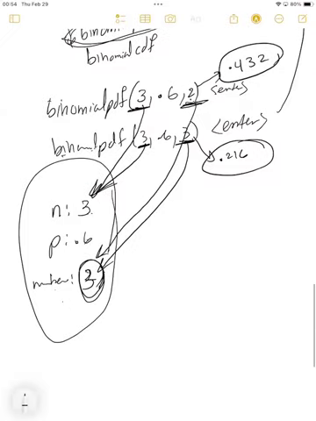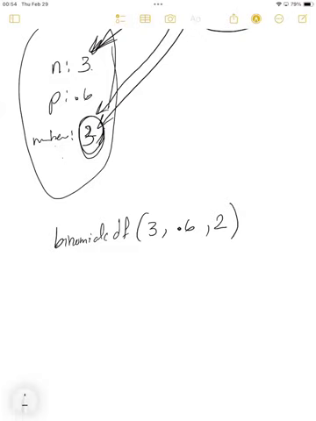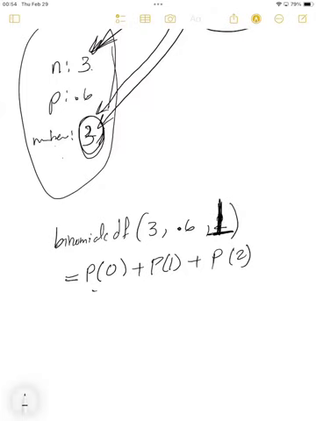Another way of finding this one is using binomial CDF. But binomial CDF, the way it works, you give it number of trials, you put 0.6, and if I put a 2 here, it's going to find probability of 0 plus probability of 1 plus probability of this number 2. So it starts from 0, goes all the way to this number. If I change this to 1, then it's just going to find these two.